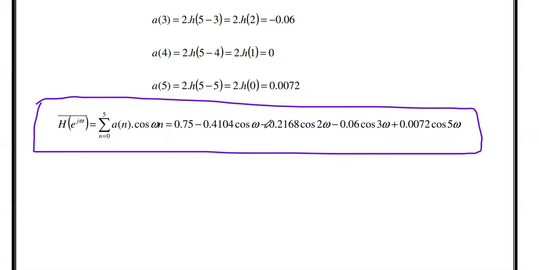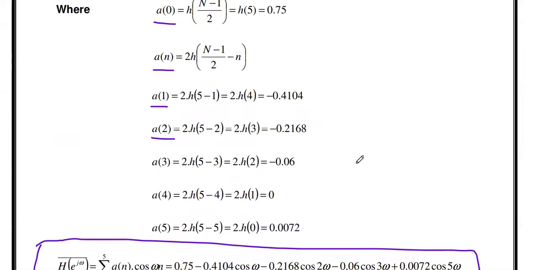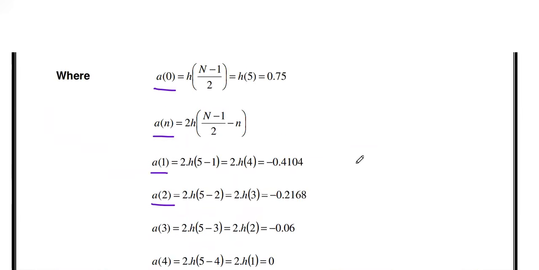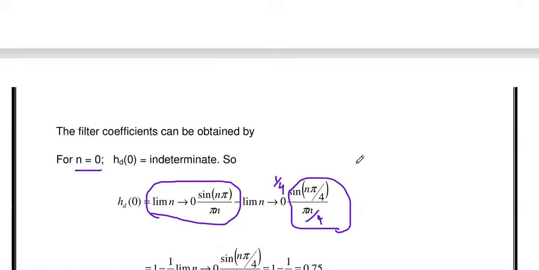If you want to draw the graph, you already know the procedure. You just make a table for omega ranging from 0 to pi. For each omega you calculate the value of H of e power j omega, then convert it into dB using the formula 20 log of that value. Then you draw the graph, and we can get the frequency response. But in this question they are not asking for the frequency response, only the design. So up to this it is enough. So this is the problem of designing a high pass filter using the Hamming window.